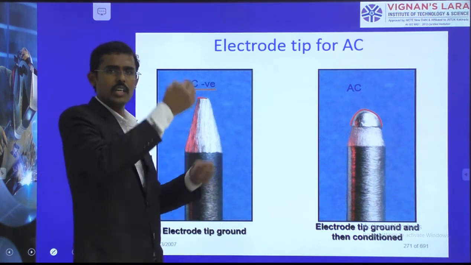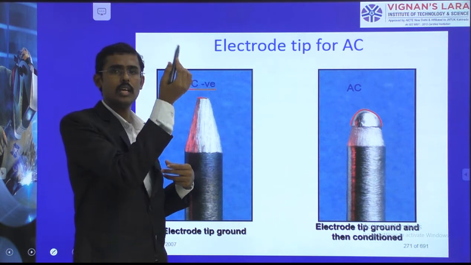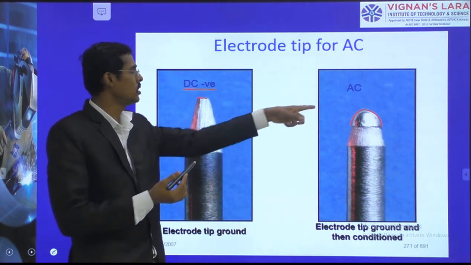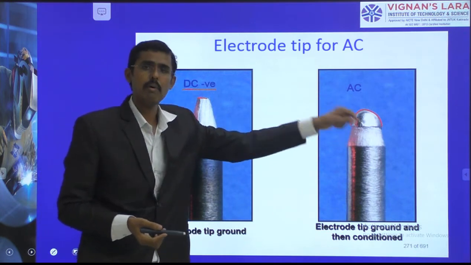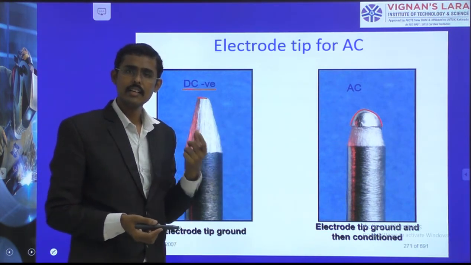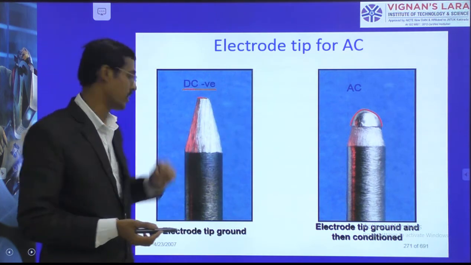So a reverse heating will happen, alternate heating will happen to the workpiece and to the gun, due to the alternating current supply. In such cases, we are using the ball-headed tungsten electrode to avoid this tungsten inclusion breaking.